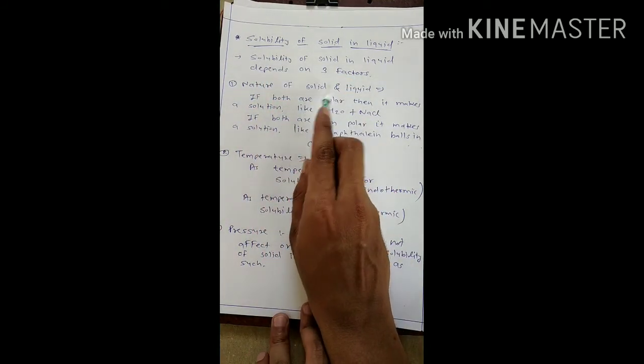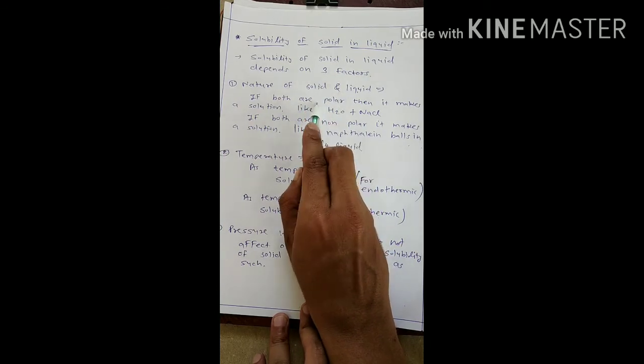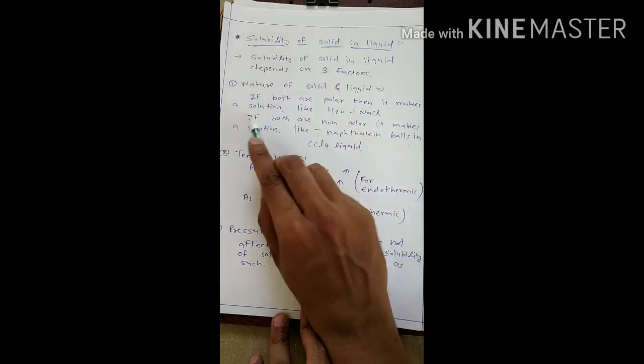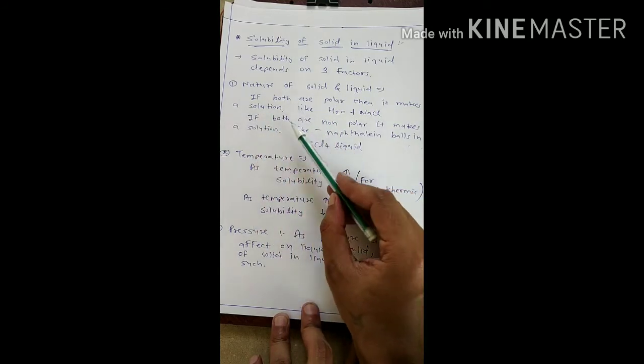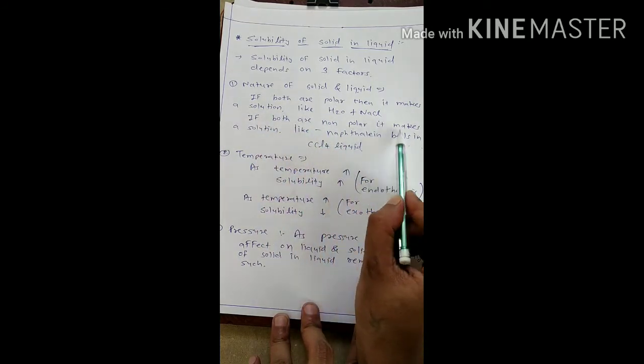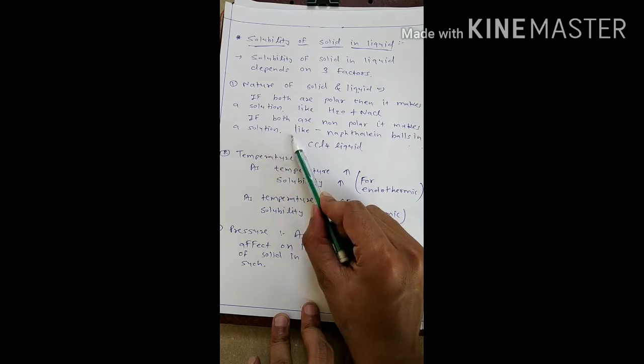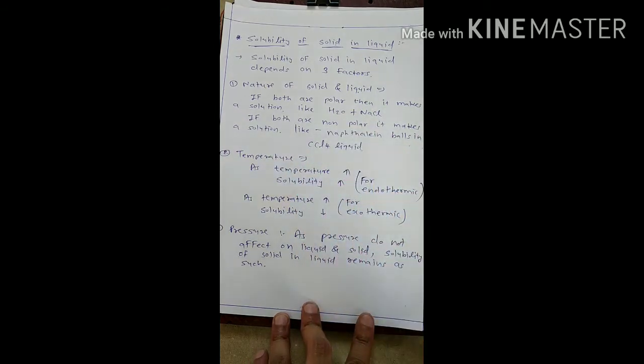How? We already discussed. If solid and liquid both are polar, then it makes a solution. And if both are non-polar, it can also make a solution. But if one component is polar and one component is non-polar, then it does not make a solution.